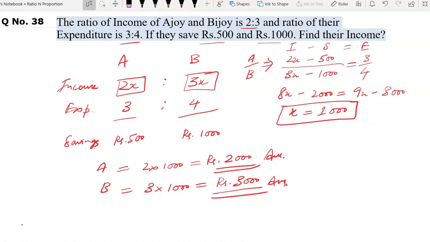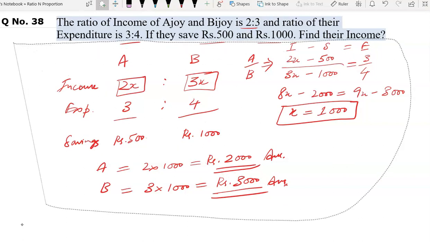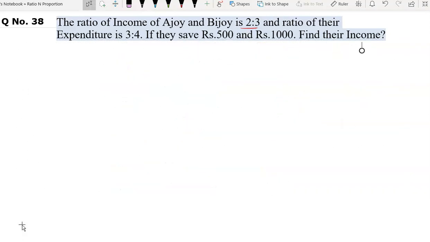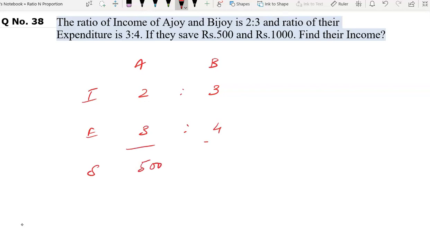Now this question can also be solved with a different method. I will explain it to you. You can use any of the methods whichever suits you. Now in this question it's given income of Ajoy and Bijoy is 2:3. So we have Ajoy and we have Bijoy. The income is in the ratio of 2:3 and the expenditure is in the ratio of 3:4. Savings is rupees 500 and saving for Bijoy is 1000.